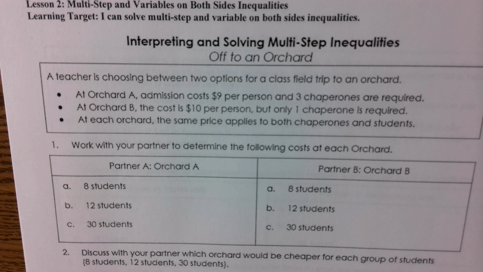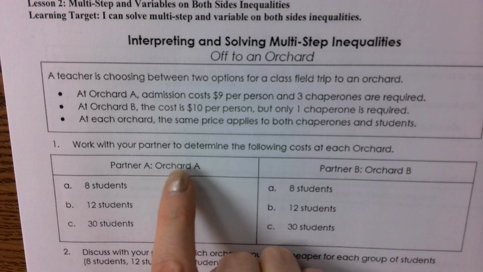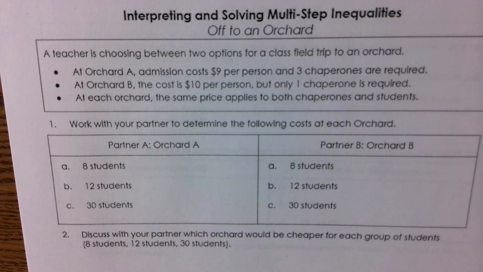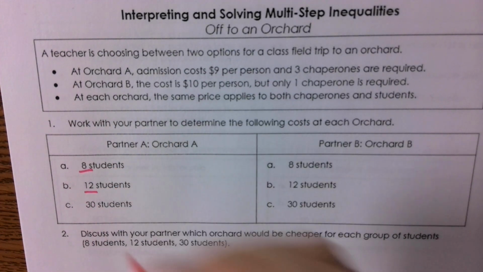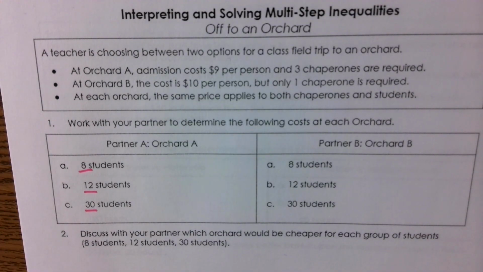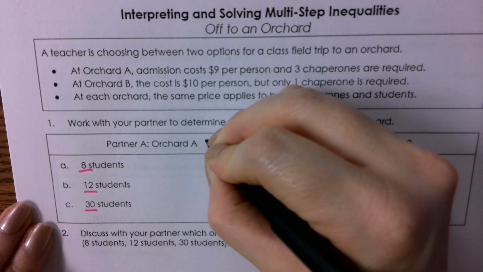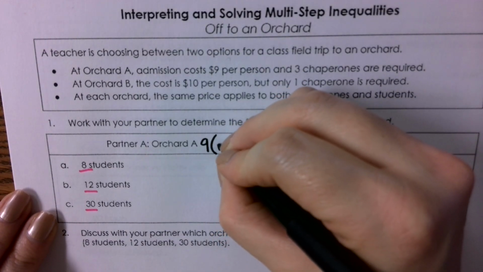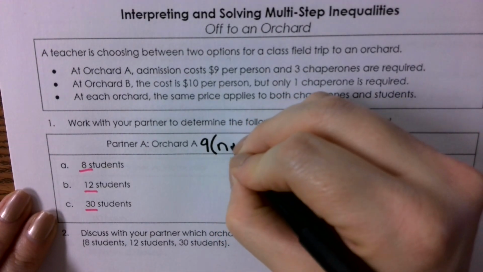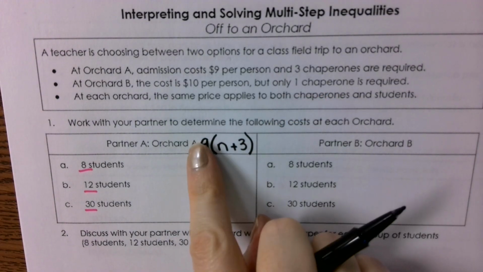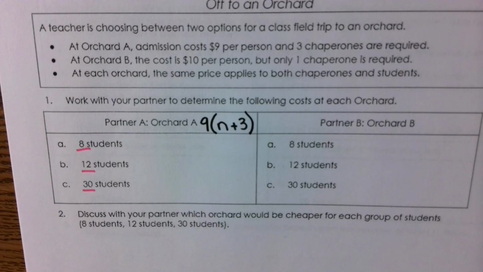All right, when we're looking here at partner A, Orchard A, you were only focusing on Orchard A. You were focusing on how much it would cost for 8 students, 12 students, and 30 students. If you were reading through, you would have realized that the expression that belongs with it is taking $9 and multiplying it by the quantity of however many students there are, plus the 3 adults that have to attend no matter how many students there are. That's where they're getting this expression that they wrote down at the bottom.